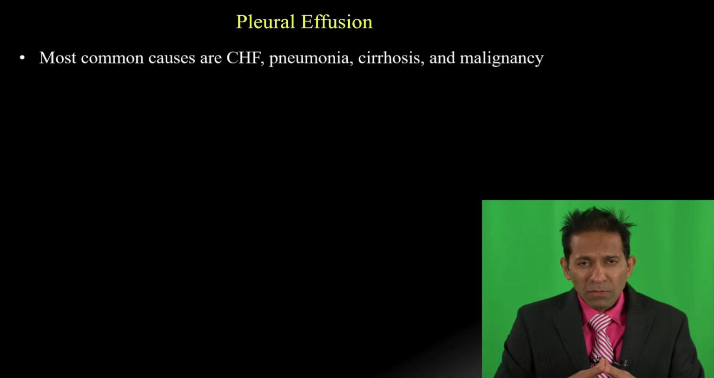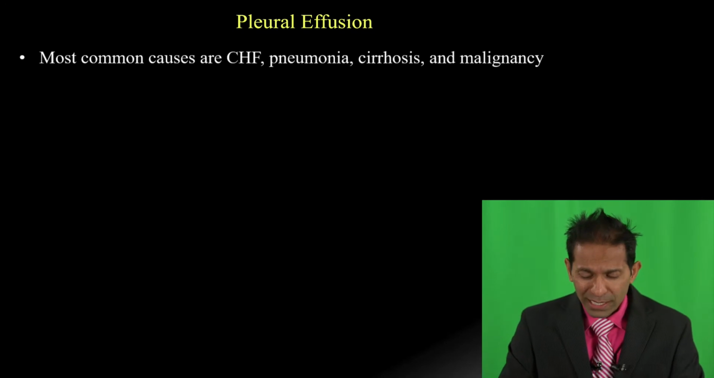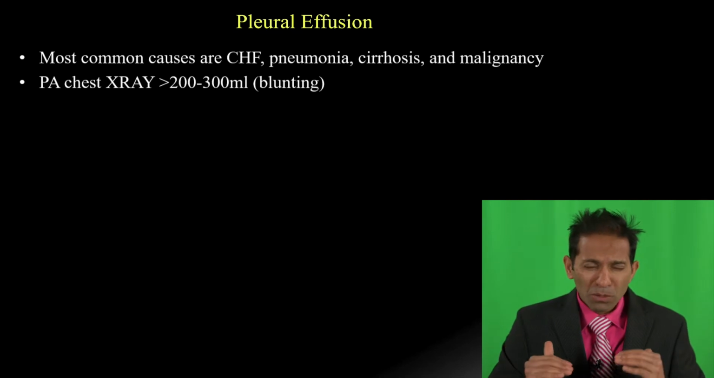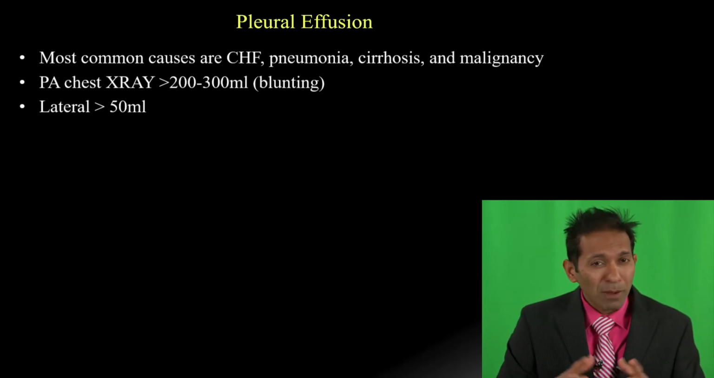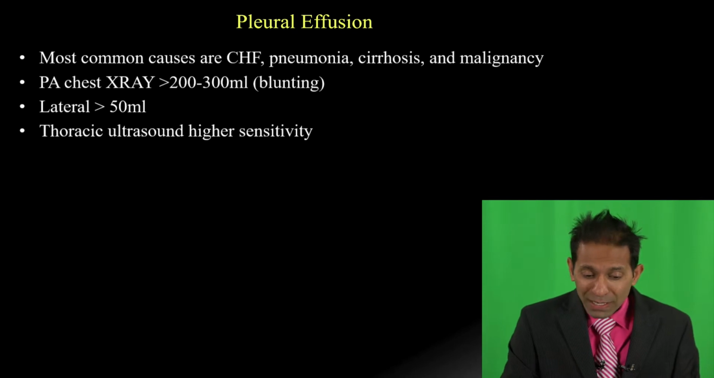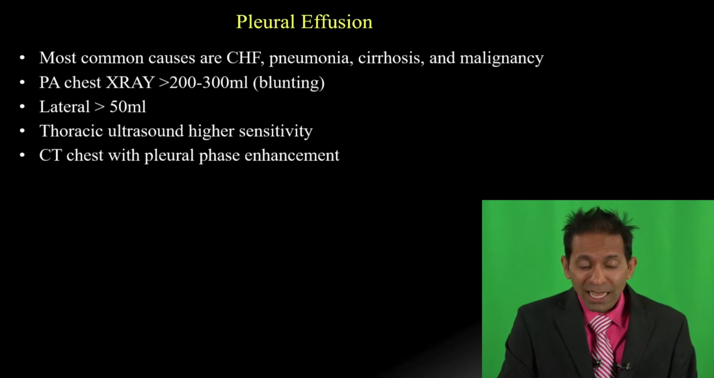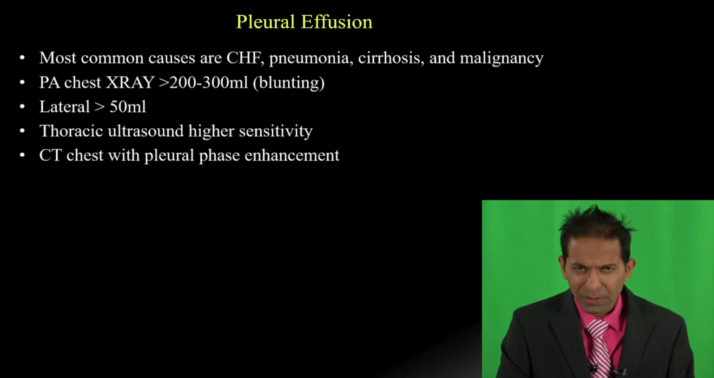The most common causes of pleural effusion in the United States are congestive heart failure, pneumonia, cirrhosis, and malignancy. Now, if you do a PA film and you see evidence of pleural effusion, most likely the patient has more than 300 ml of fluid. The lateral film is very sensitive, it can pick up pleural fluid of up to 50 ml. Thoracic ultrasound has higher sensitivity, especially in the ER or ICU setting, and CT chest with pleural phase enhancement is the diagnostic test of choice if you are suspecting pleural effusion and you cannot quantify it based on X-ray.